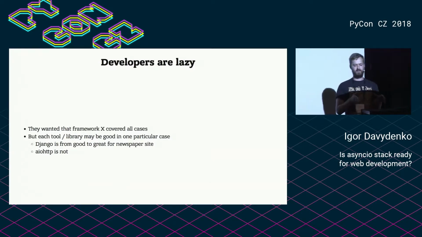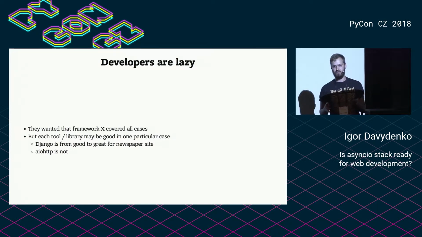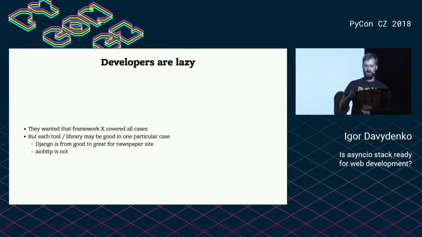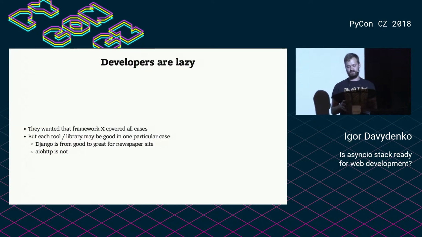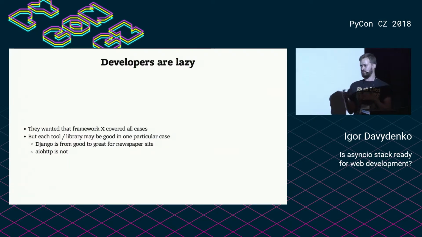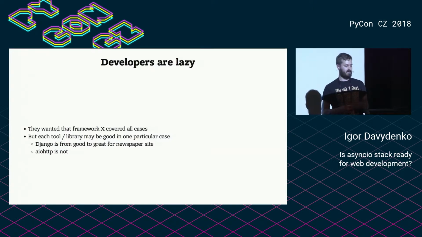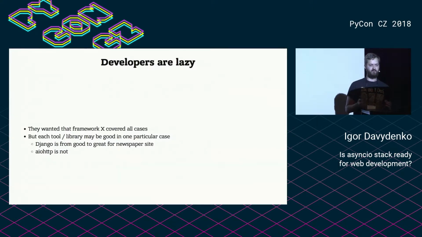Like in the aiohttp case, Andrei Svetlov works for his employer, and he wanted to use asyncio, so he created aiohttp and started using it for his particular case. And in that case, aiohttp is good. It's similar with Django. Django was created as a newspaper management system. For newspapers, Django is great, but for some other products, Django is not that great.